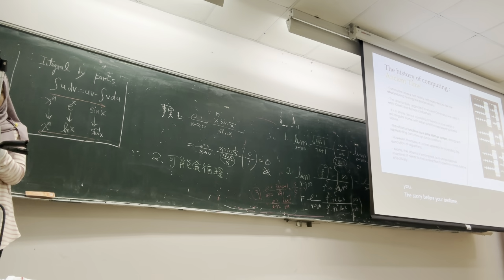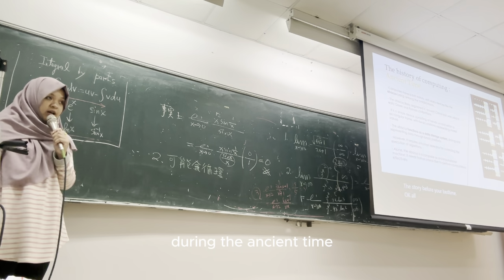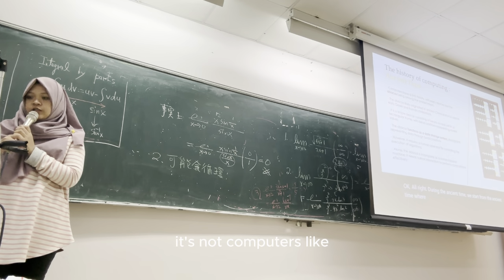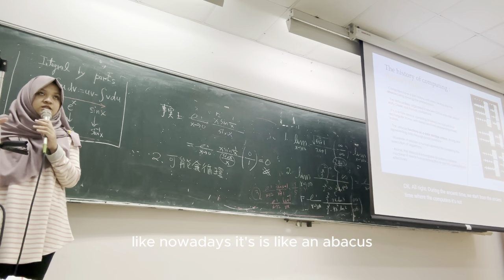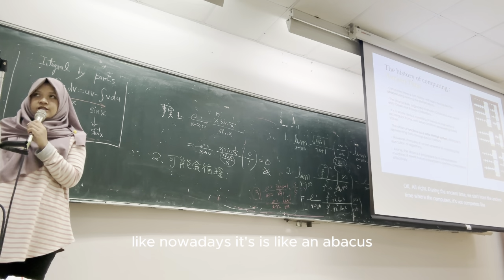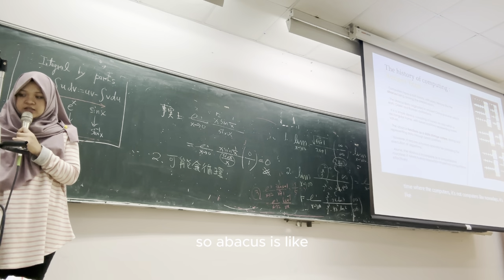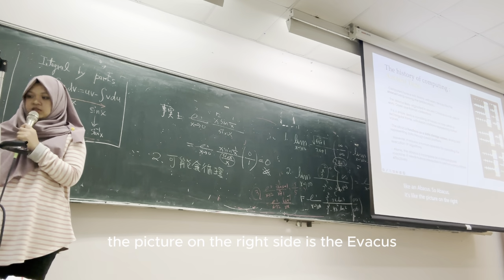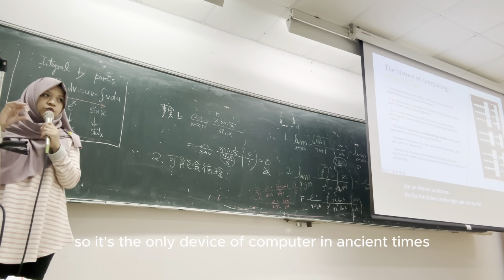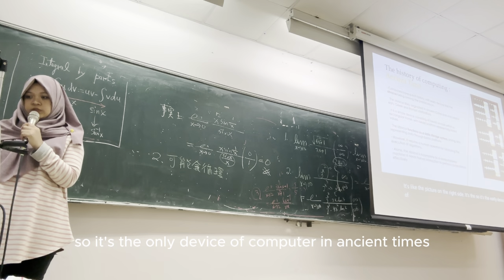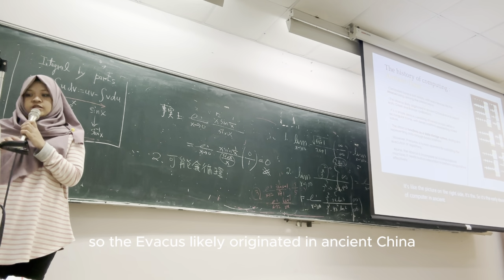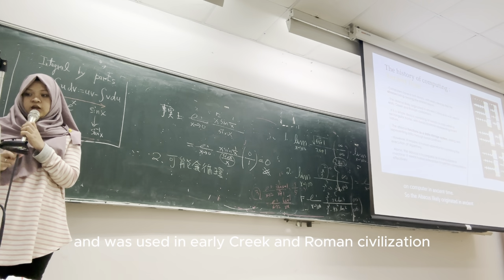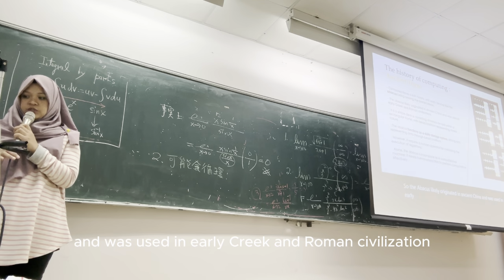All right. We start from the ancient time, where the computers are not computers like nowadays. It is like an abacus. The abacus is like the picture on the right side. It's the early device of computer in ancient times. The abacus likely originated in ancient China and was used in early Greek and Roman civilization.